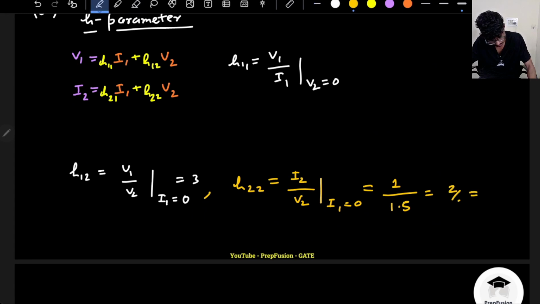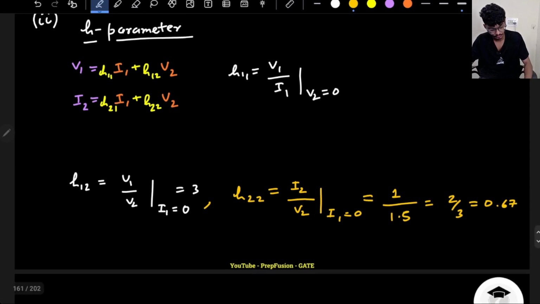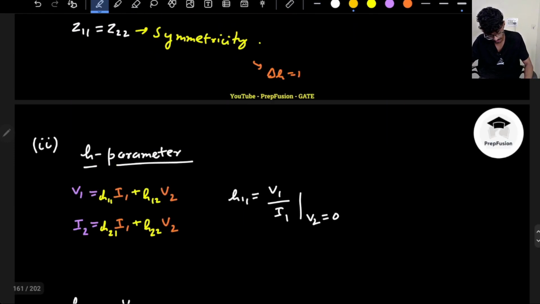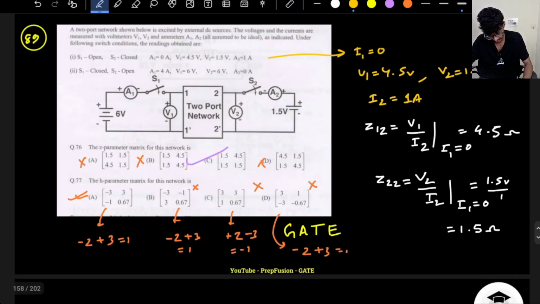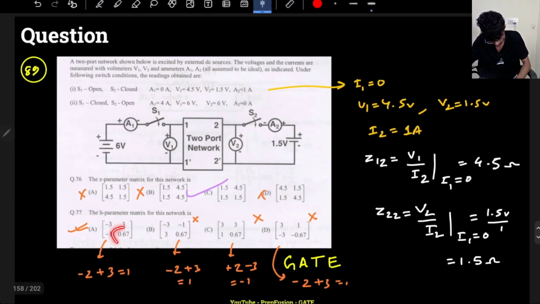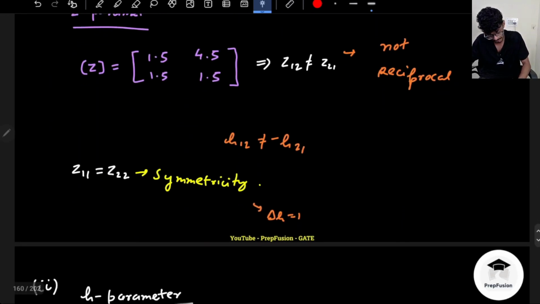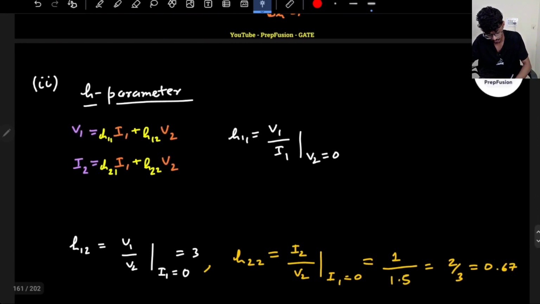Or I can write this as 0.67. Okay. So yeah, 0.67 is the H22 value, which is present over here. So again these two values are matching. How do I verify these two values? For these two values you have to make V2 0. How can you verify that?